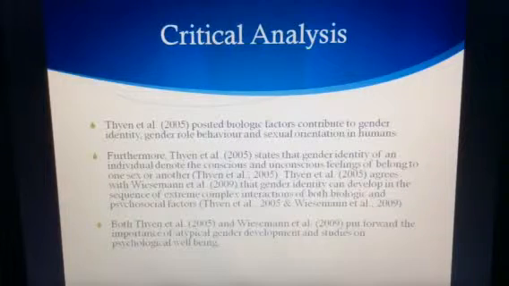Thien et al. 2005 agrees with Weissman et al. 2009 that gender identity can develop as a sequence of extremely complex interactions of both biologic and psychosocial factors. Both these authors put forward the importance of atypical gender development and studies on psychosocial well-being.